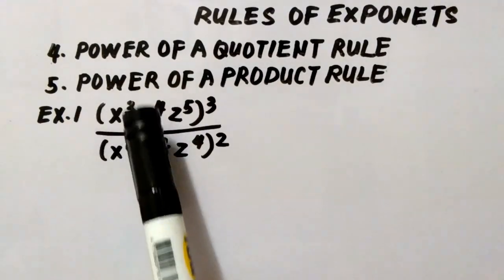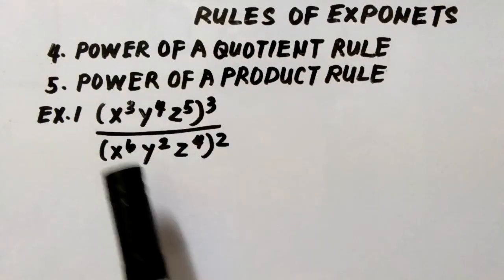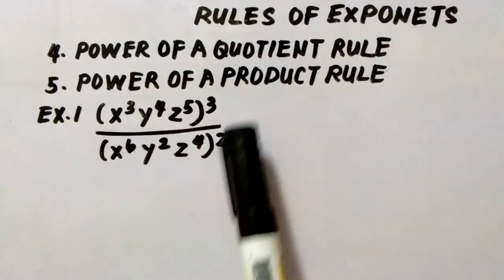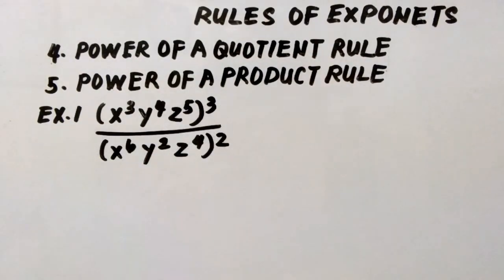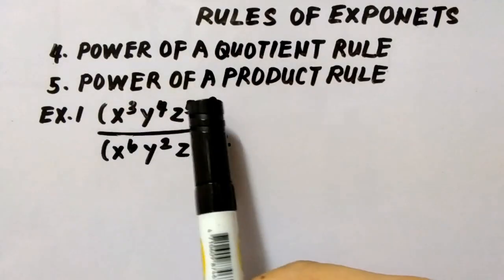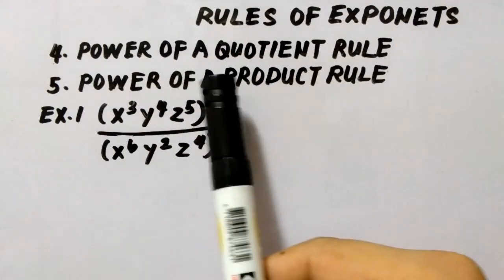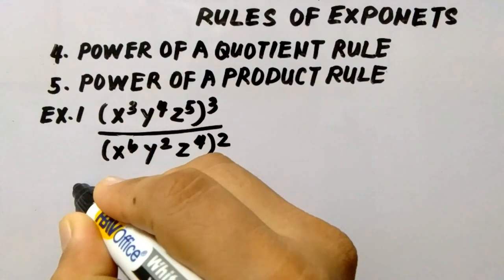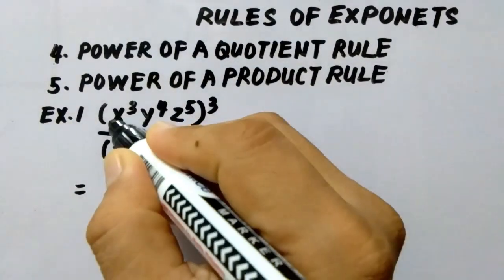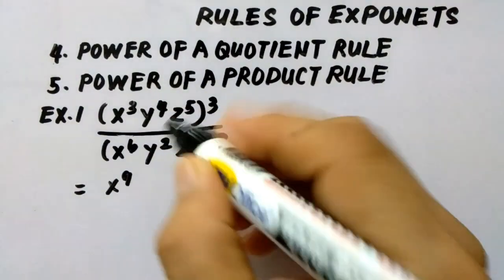Quantity x cubed y to the fourth z to the fifth to the third power over quantity x to the sixth y squared z to the fourth to the second power. Yun pong mga exponents ng variables, imumultiply po natin dito sa power which is to the third power. So equals 3 times 3 is 9. So magiging x to the 9.